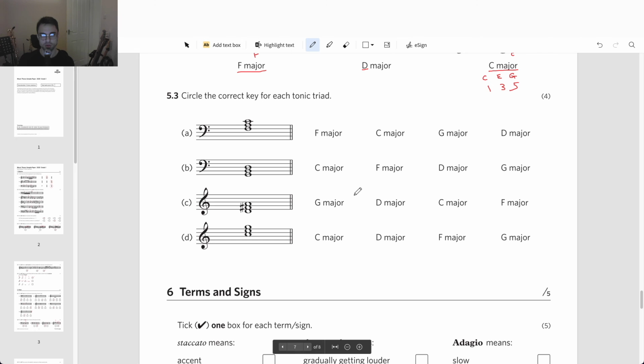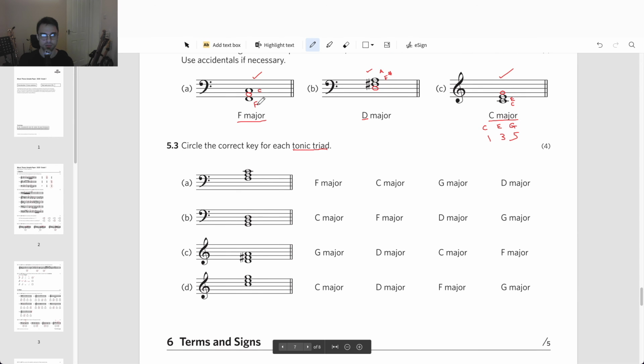Okay, 5.3. Circle the correct key for each tonic triad. All right, bass clef. What is our bottom note here? F, A, C. We wrote one up here. That's F major. F, A, C is an F major triad.